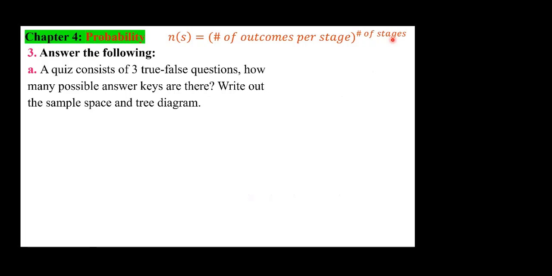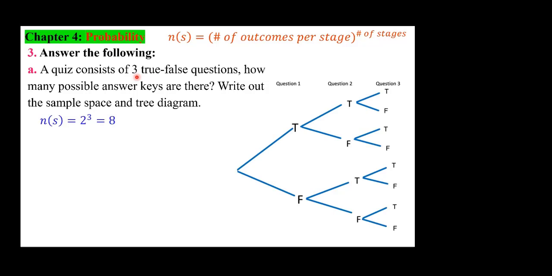For example, in this case, how many outcomes per stage? We have true, false. We have only 2 outcomes, either true or false. How many stages? That's the number of questions. Therefore, it's 2 cubed, which is equal to 8. If we were to do the sample space in this manner, it's manageable because we have only 3.